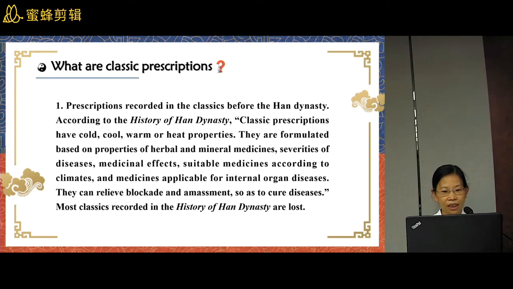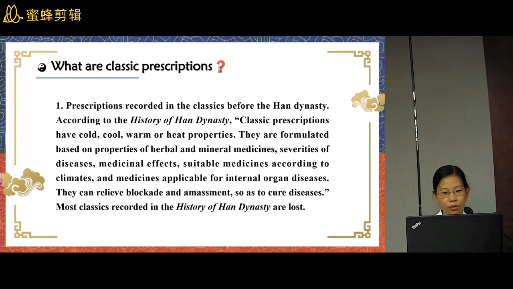We have different opinions on it. Some believe that classic prescriptions refer to those summarized before the Han Dynasty. For example, the book History of Han Dynasty records 11 monographs of classic prescriptions, including 274 volumes. Unfortunately, they are lost.